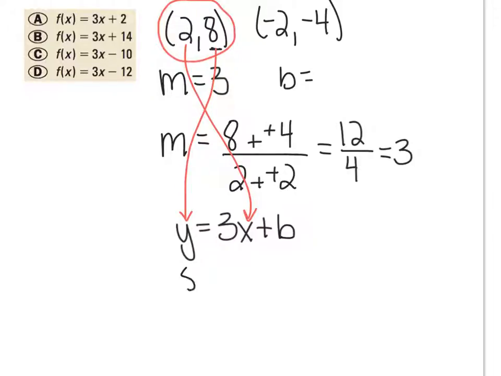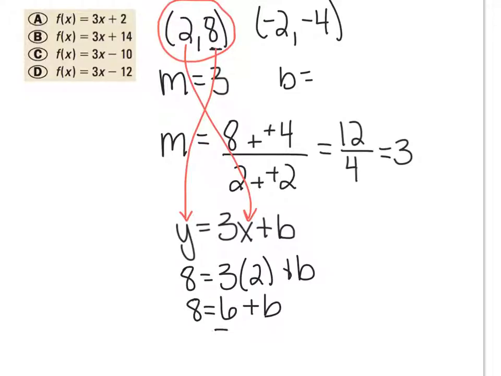So I have 8 equals 3, which was that slope that we found, times 2 plus b. 3 times 2 is 6. And then if I subtract 6 from both sides, I end up with b equals 2. So remember, that was my first thing that I needed to do. I needed to figure out the m and I needed to figure out the b.